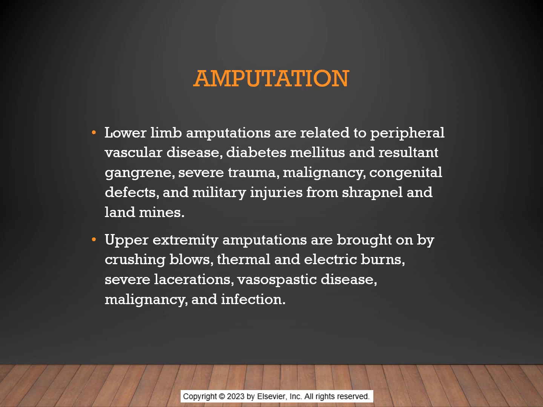About 80% of all limb amputations involve the lower extremities. The most common reasons for amputation of a lower limb are related to peripheral vascular disease, often associated with diabetes mellitus and resultant gangrene. About 70% of upper extremity amputations are brought on by crushing blows, thermal and electrical burns, and severe lacerations, many from military action.